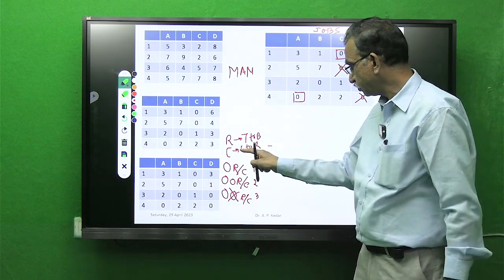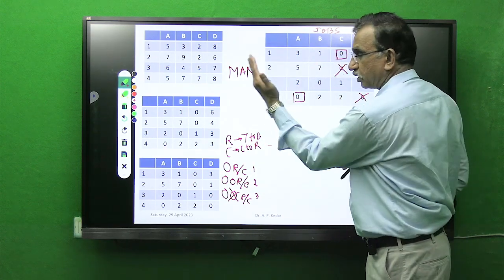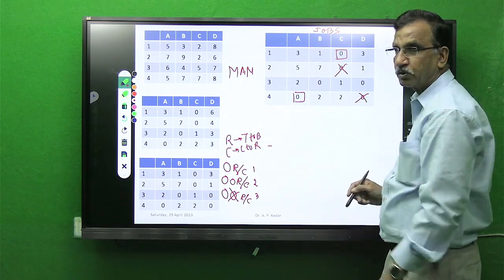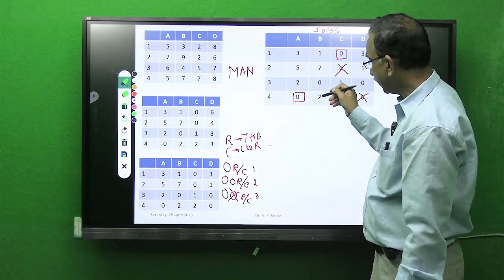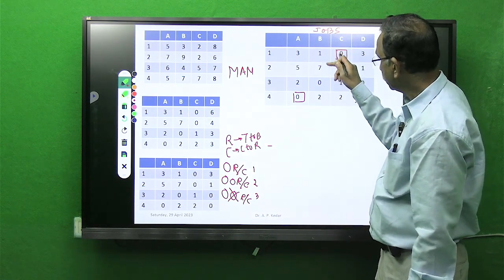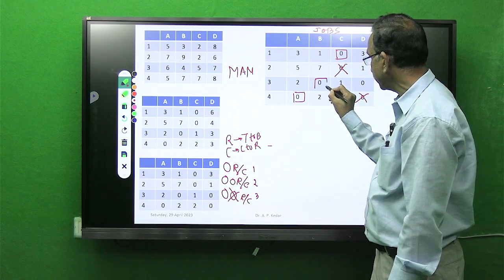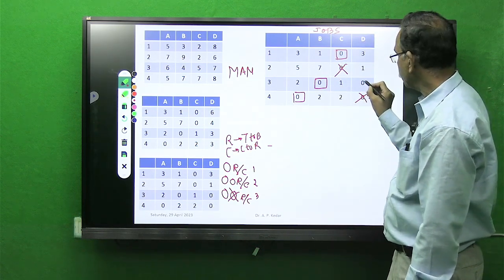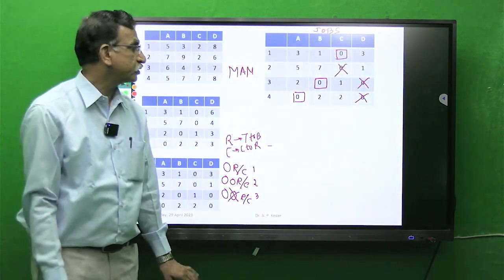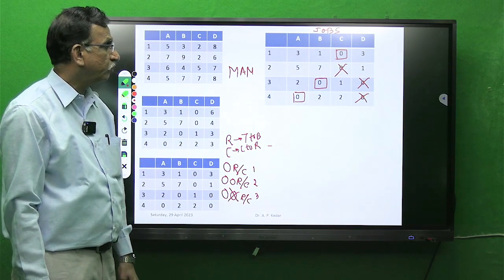So moving to the next column in the fashion left to right. This is left. Moving to the right, column B comes in order. In column B, identify whether there is only one zero. Yes, there is only one zero. So assign this 0 in this cell and cross off zeros of the related column. Very important step of the assignment model.